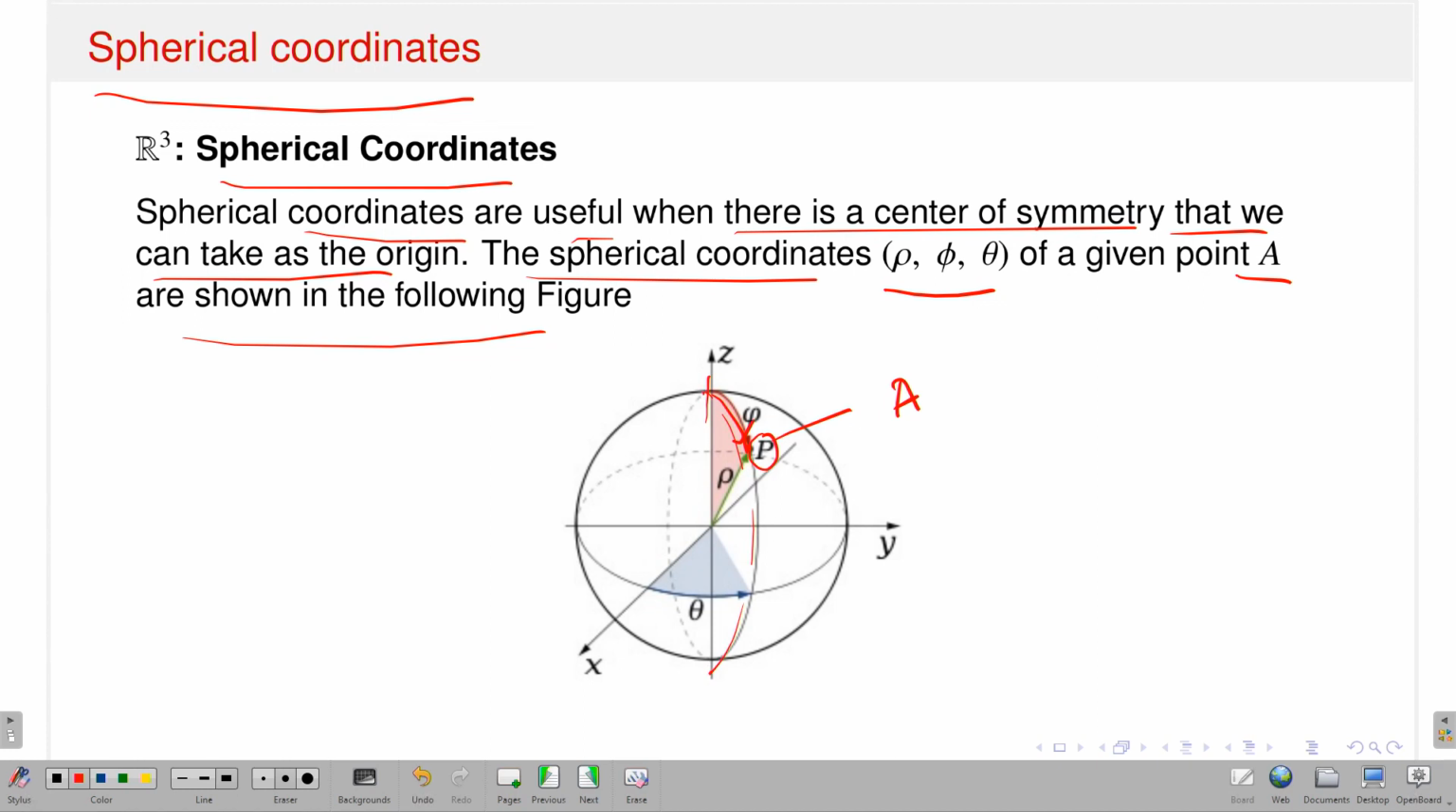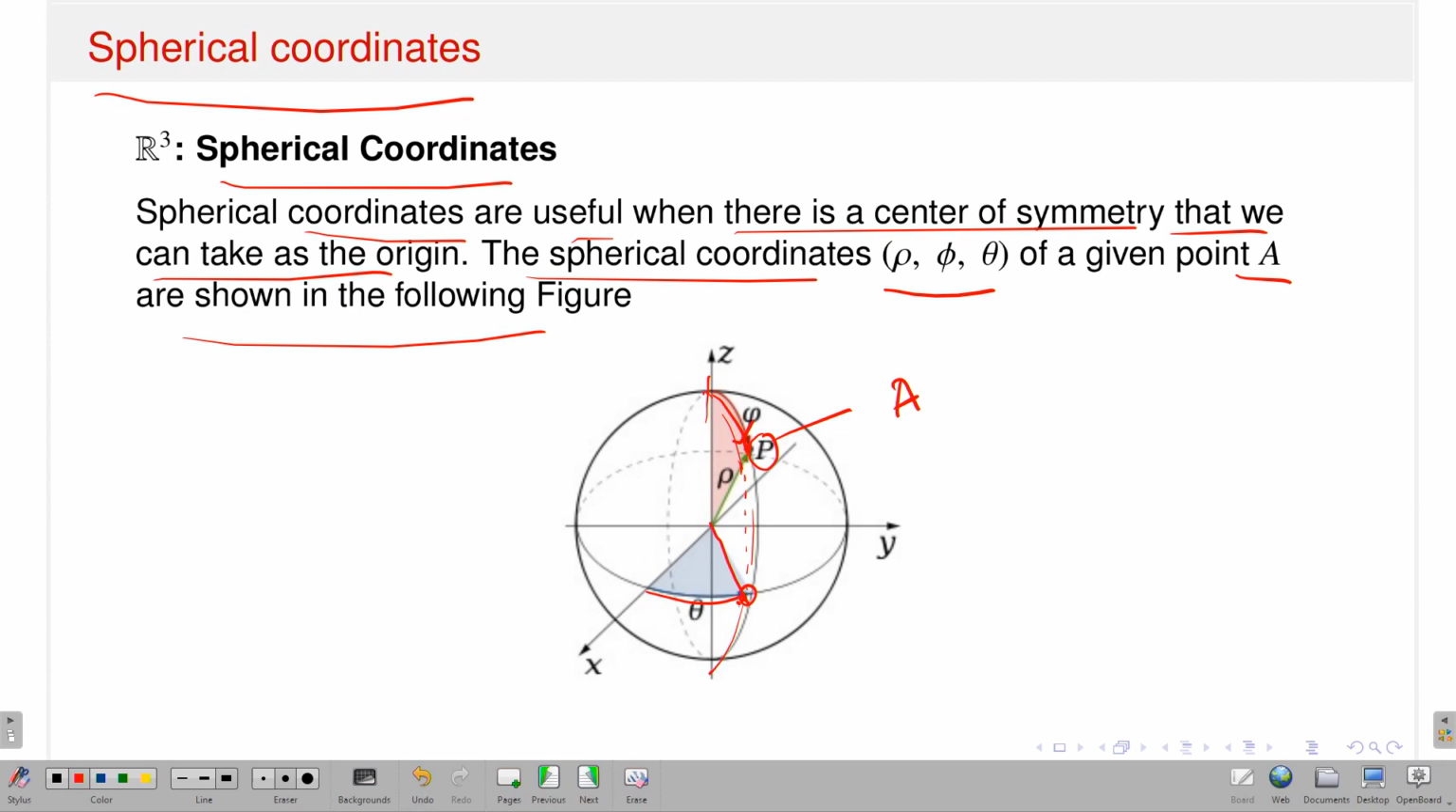Once I have the point P, I take its projection onto the xy plane. If I take the projection, it will hit here. So this is the corresponding point, the projection. Theta is the angle: draw a line from the origin to that projected point, and theta is the angle in the anti-clockwise direction from the positive x-axis. I will vary theta from 0 to 2 pi.